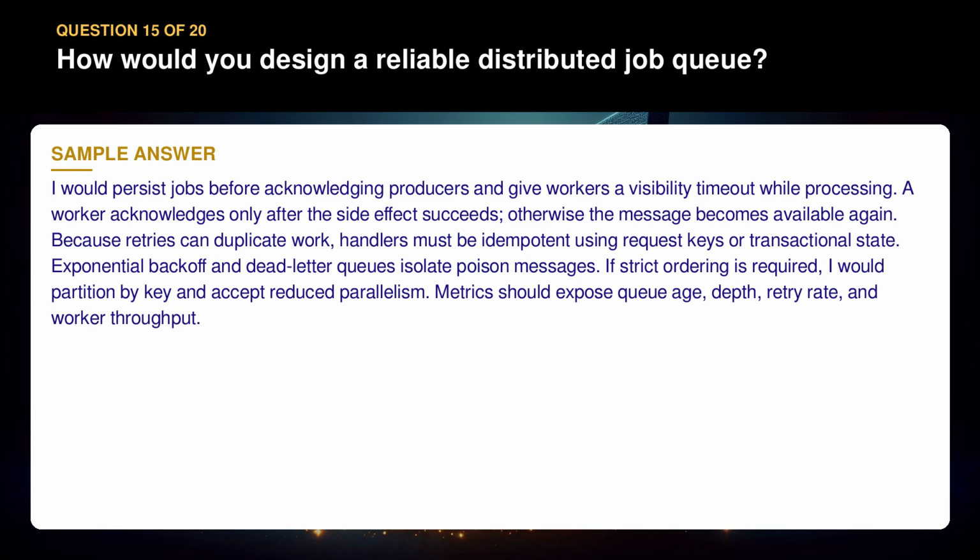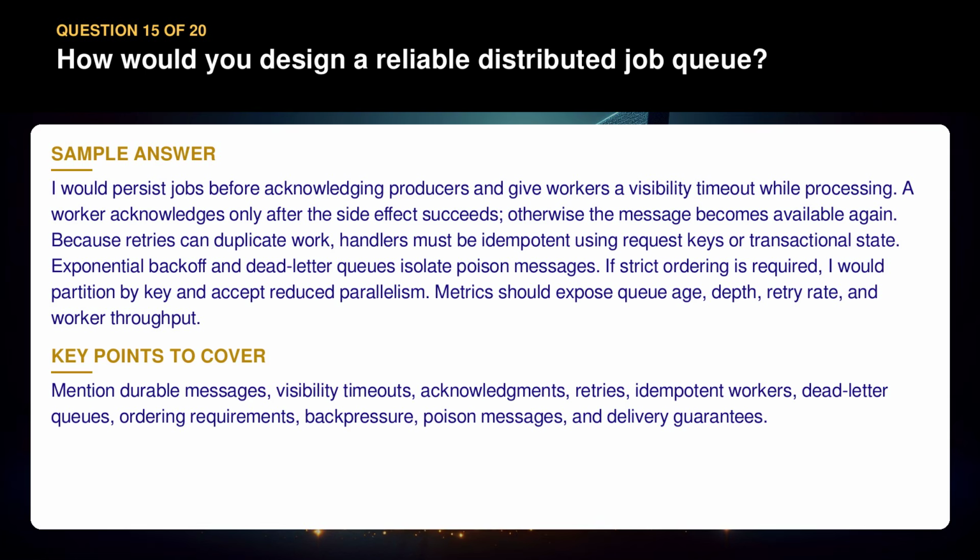Because retries can duplicate work, handlers must be idempotent using request keys or transactional state. Exponential backoff and dead letter queues isolate poison messages. If strict ordering is required, I would partition by key and accept reduced parallelism. Metrics should expose queue age, depth, retry rate, and worker throughput. Mention durable messages, visibility timeouts, acknowledgements, retries, idempotent workers, dead letter queues, ordering requirements, backpressure, poison messages, and delivery guarantees.